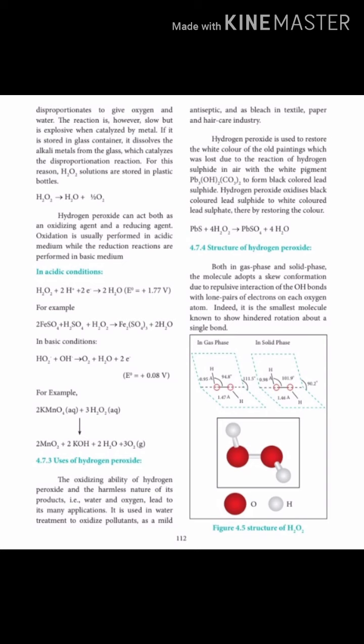Structure of hydrogen peroxide. Both in the gas phase and liquid phase, the molecule adopts a skew conformation due to repulsive interaction of the OH bonds with the lone pairs of electrons on each oxygen atom. Indeed, it is the smallest molecule known to show hindered rotation about a single bond. Hydrogen peroxide has a non-planar structure.